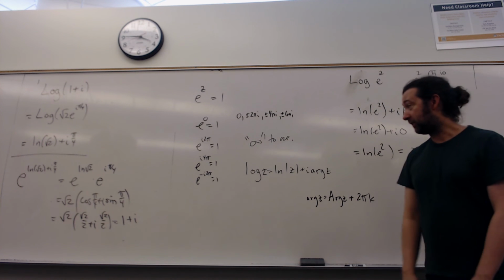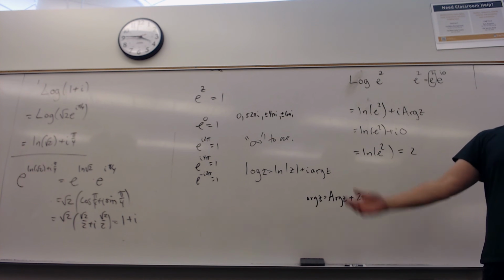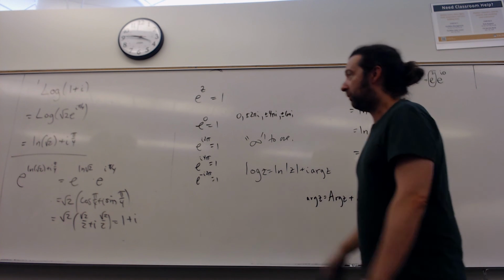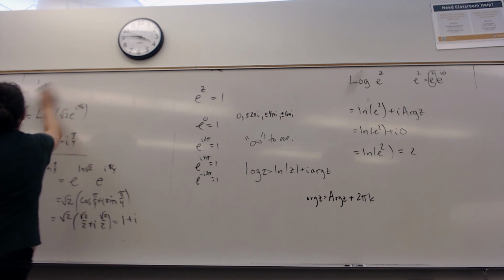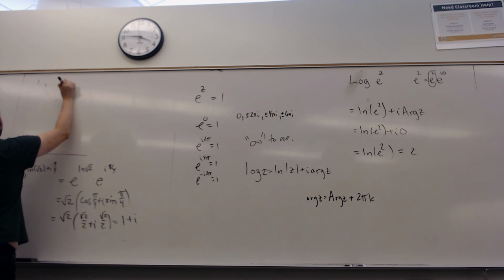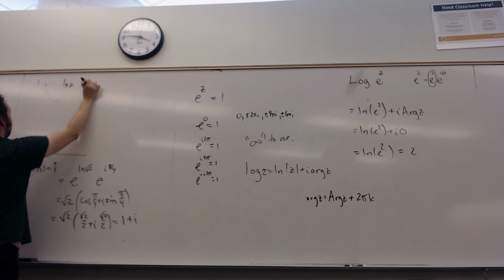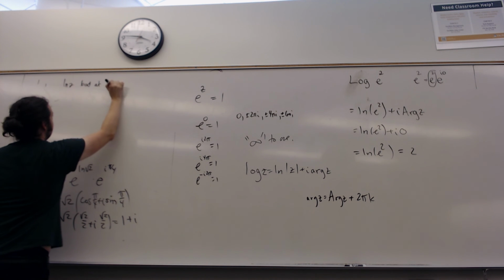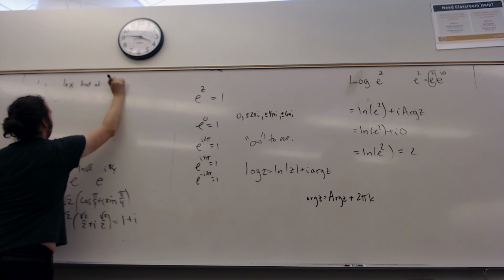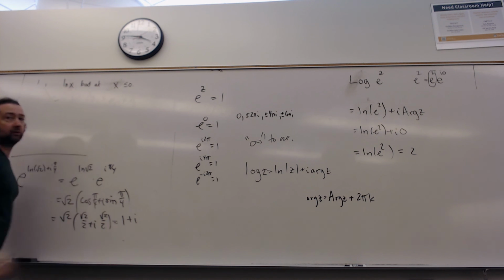The last thing I want to ask is, where is this function analytic? E to the z is entire. It's good everywhere. What about log? Well, are there problems with logarithms? Are there problems with logarithms in real calculus? Where is it bad? 0. Anywhere else? Any negative number, right? So ln of x was bad for all values of x less than or equal to 0.